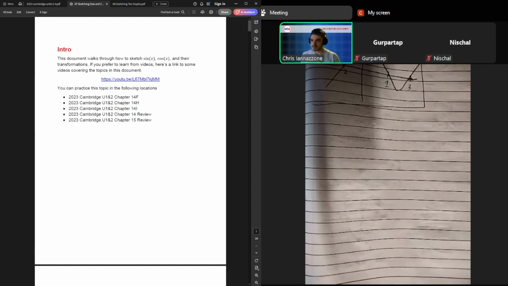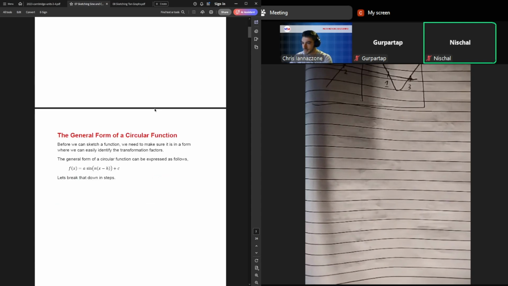So, has anyone seen anything to do with sketching circular functions before? Just to make sure how fast or how slow I should go through this. Heard it before, Nishal? No, I actually haven't. That's okay. So I'll make it as introductory as I can.